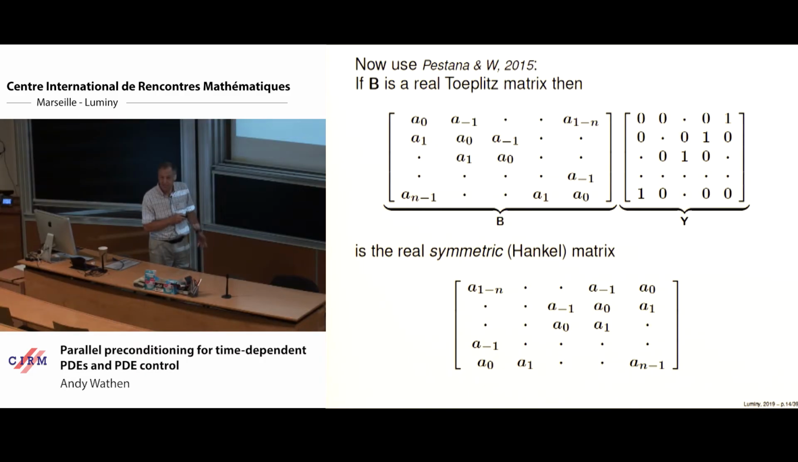Rather perversely, but it's symmetric, right? So as long as I had a real matrix to start with, if it's a complex matrix, this doesn't work. As long as I had a real matrix to start with, this is symmetric. So the one thing I now know is its eigenvectors are orthogonal.